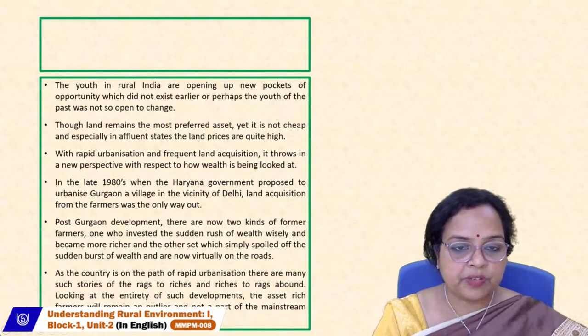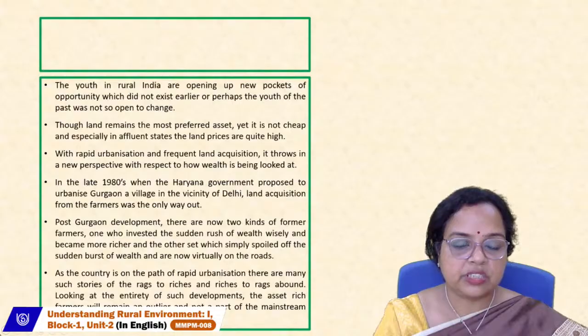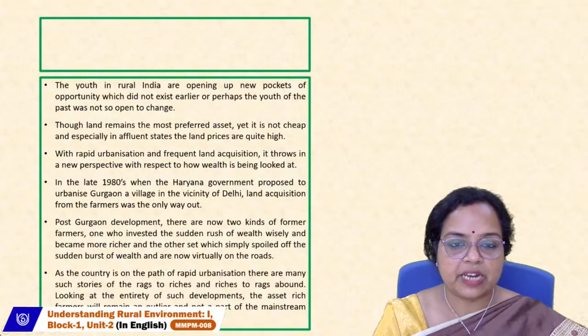Land remains the most preferred asset, yet it is not cheap, especially in affluent states. Land prices are quite high. With rapid urbanization and frequent land acquisition, it throws a new perspective on how wealth is looked at. In the late 1980s, when the Haryana government proposed to urbanize Gurgaon, a village in the vicinity of Delhi, land acquisition from the farmers was the only way out.